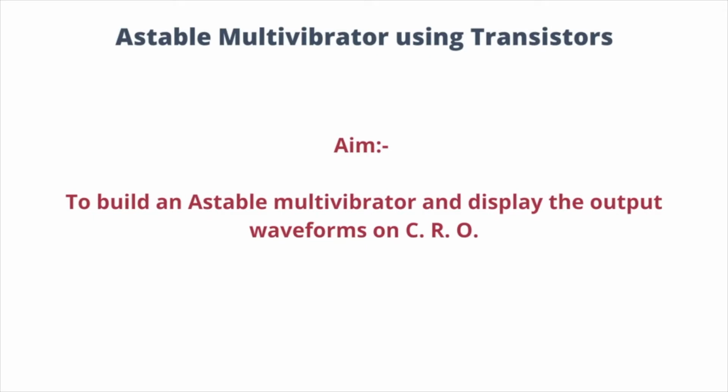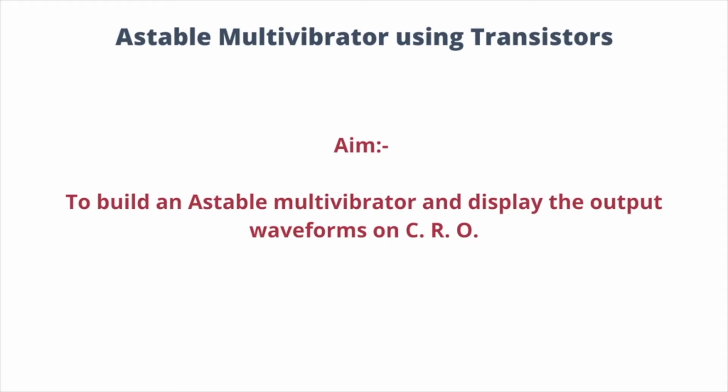First of all, to design and to study the Astable multivibrator circuit using transistors, we should know the aim of this practical. The basic aim of this practical is to build an Astable multivibrator circuit and display the output waveforms on CRO and to study these waveforms so that we can study the Astable multivibrator circuit in detail.